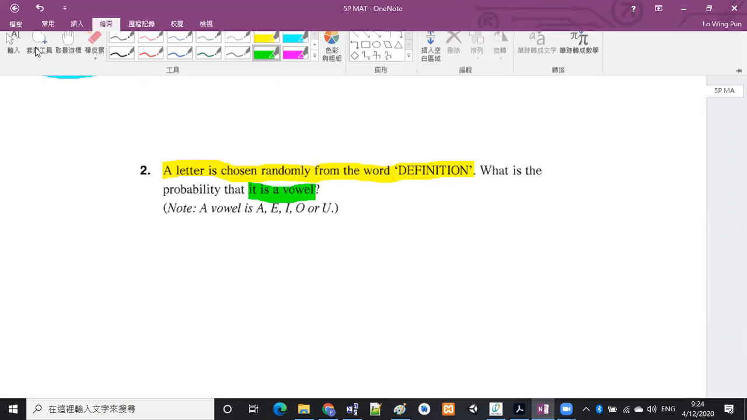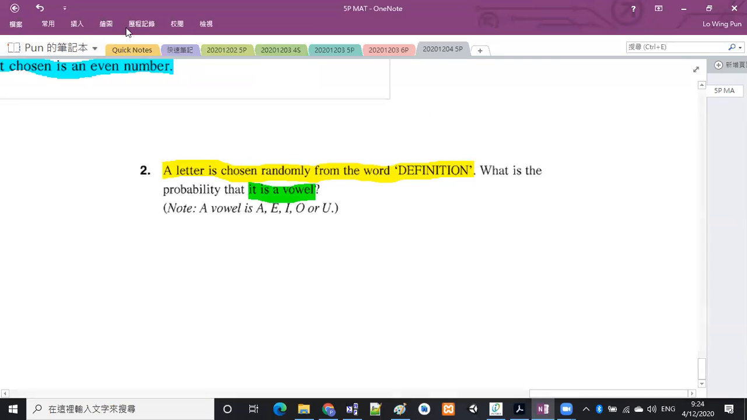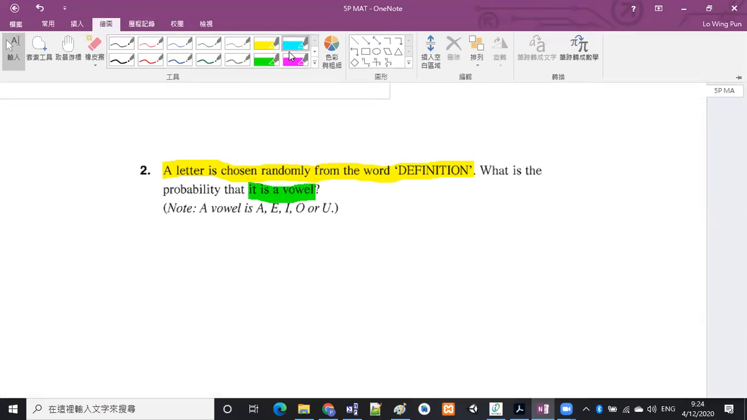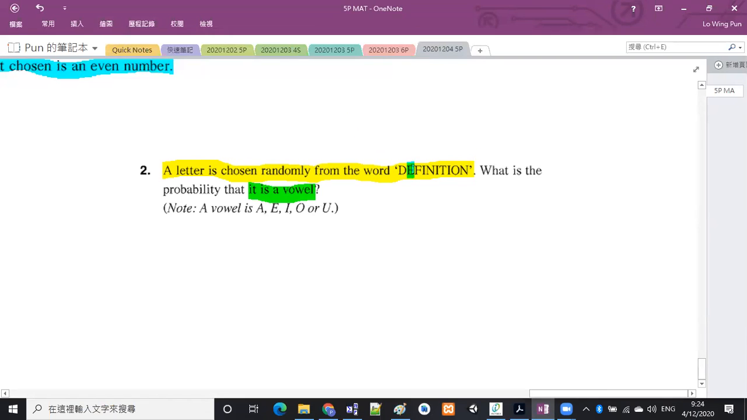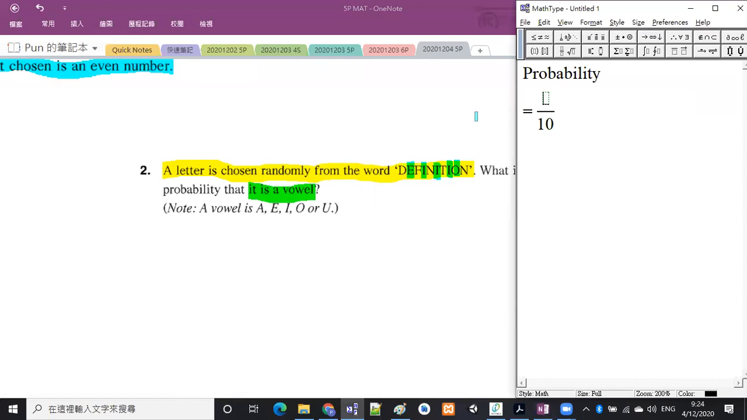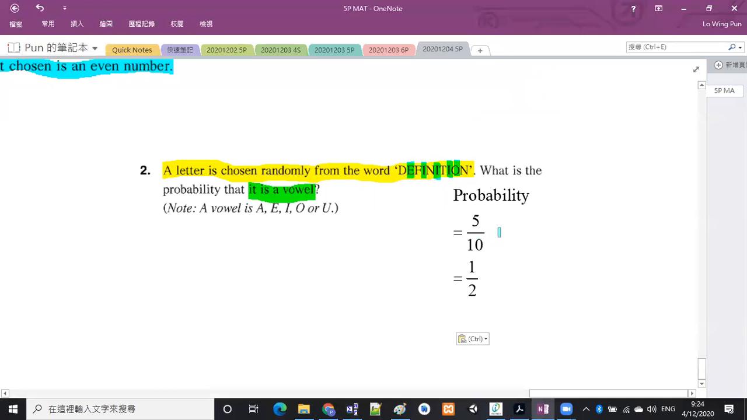A-E-I-O-U？OK，當中有幾多個係 A-E-I-O-U 嚟嘅咧？咁我哋咪數一數咯。1, 2, 3, 4, 5. Okay, so out of the 10 letters, 5 of them are vowels. So the numerator should be 5. Okay, it's 5/10. And then it is equal to 1/2. That is the answer. Can you get this?